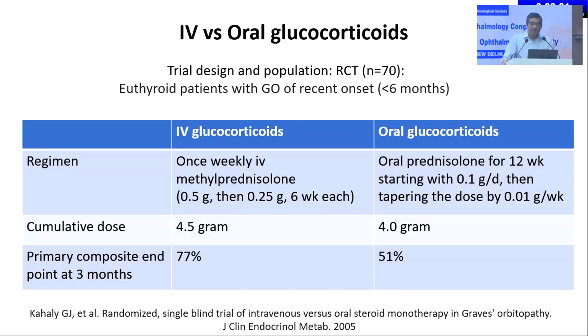What they did is they compared the 4.5 gram IV dose to a 4 gram dose given orally over 3 to 6 months, and they saw that the primary composite endpoint was actually better when IV glucocorticoids were used. There was a marked difference, nearly 50% more response compared with oral glucocorticoids, and that is why IV glucocorticoids are preferred over oral glucocorticoids. This is one very clear message, because we do encounter patients who come from the periphery, where the patients are on oral glucocorticoids rather than IV glucocorticoids.